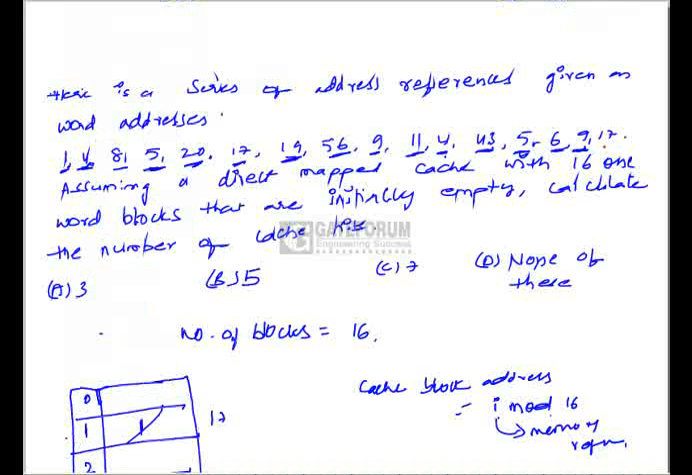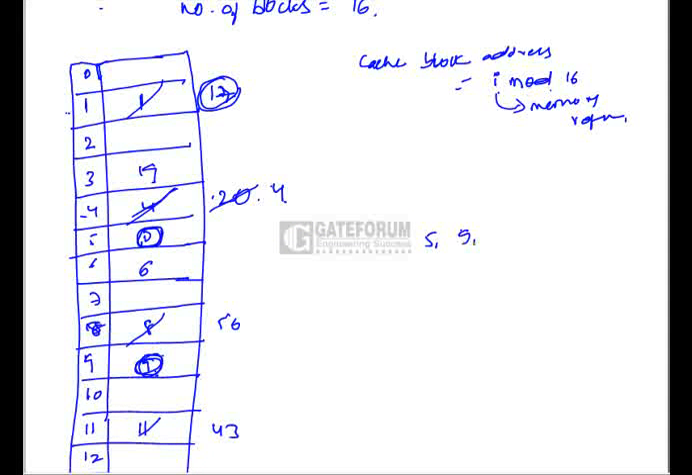Now 17 mod 16 is 1. So at cache block 1, 17 is already present, so this is one more hit. In total, the number of hits is 3, for blocks 5, 9 and 17. So the total number of cache hits will be 3, which is option A.